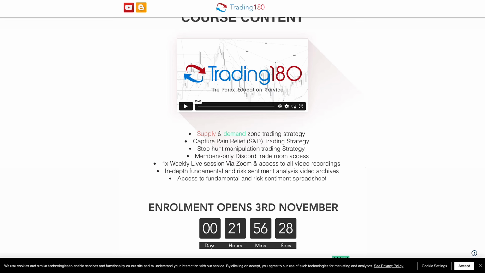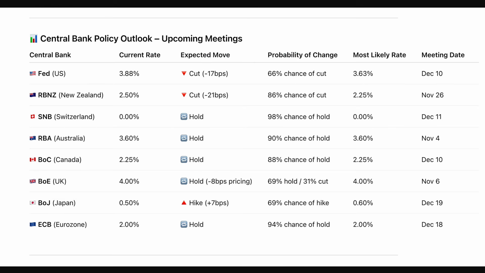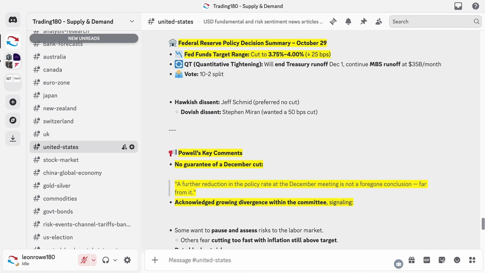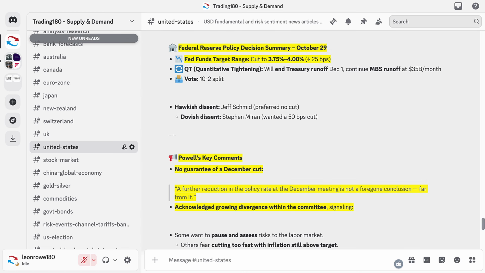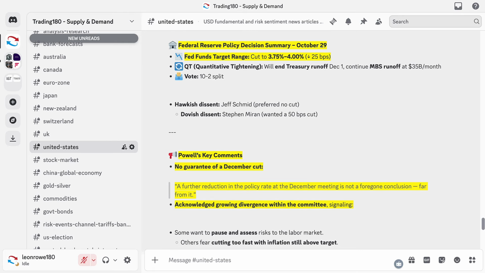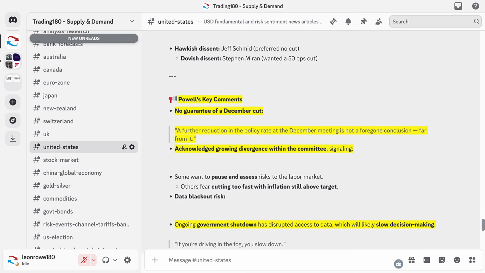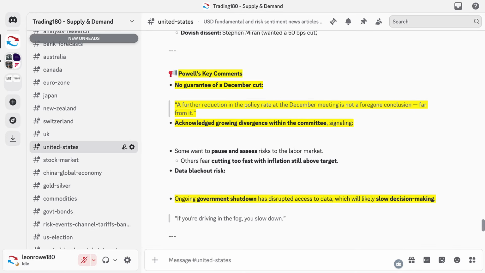So going back to the Federal Reserve, and in fact the Discord channel. The Fed actually cut rates on the 29th of October. They cut to 3.75% from 4%, so down 25 basis points. And Powell's key comment was that there's no guarantee of a December cut. It says here, a further reduction in policy rate at December's meeting is not a foregone conclusion.